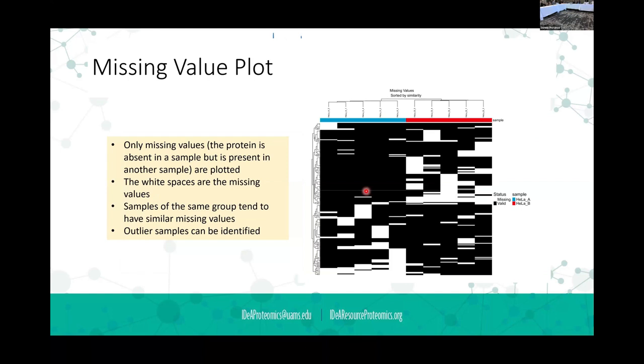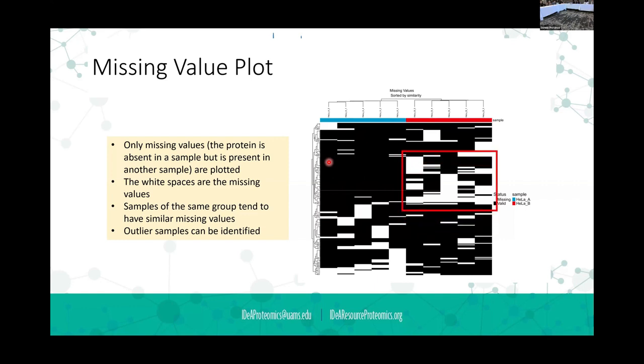Another thing in our report that we provide with every project that we have here is a missing values plot. This only shows the missing values, which means that the protein is absent in a sample but is present in another sample. So you can see here the white space means that we're missing a value in this sample in the blue group, but that protein is in lots of the other samples here. And it gives you some idea of the missing values that you have and how many there are.